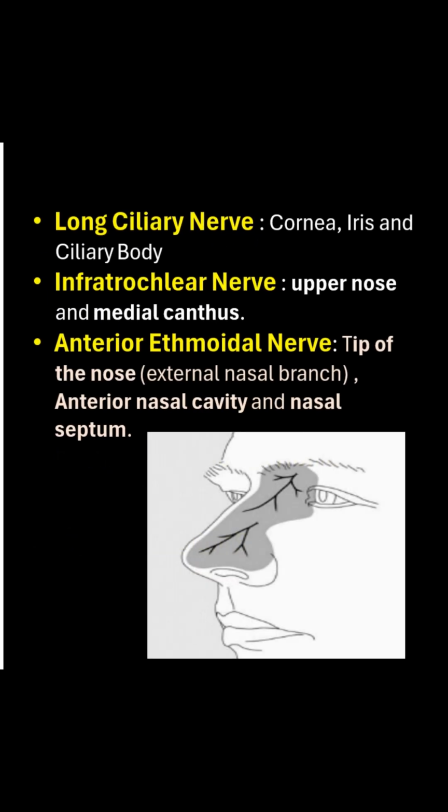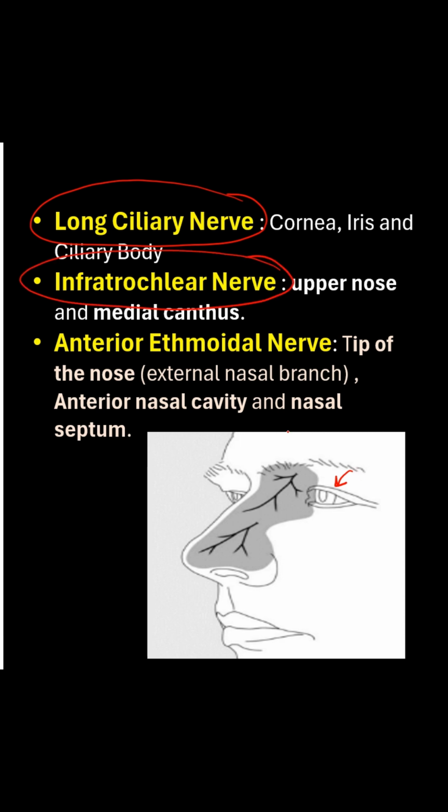Now, important ones to understand the Hutchinson sign are the long ciliary nerve, which is basically going to supply this area of the cornea, iris, and the ciliary body. Then we have the infratrochlear nerve, which is going to supply this area near the medial canthus and the upper part of the nose, or the root of the nose or the bridge of the nose.